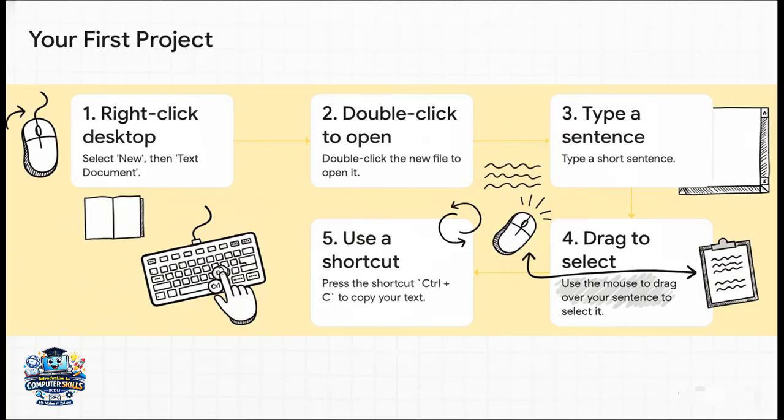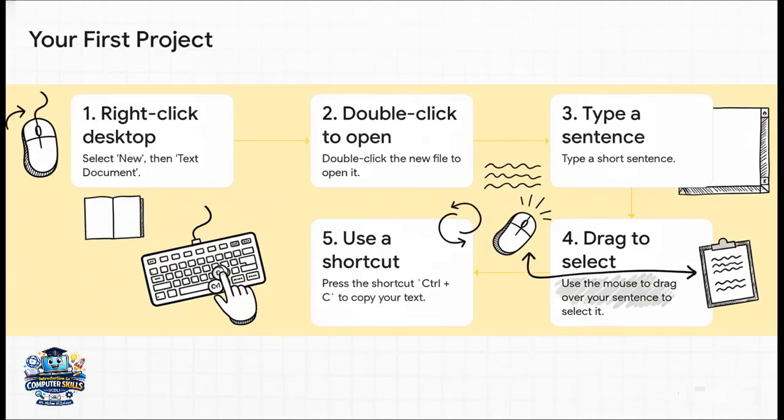First, find an empty spot on your desktop and right-click. In the menu that pops up, find New, and then choose Text Document. Okay? Now double-click that new file you just made to open it up. Go ahead and type a quick sentence. Anything at all. Got it?